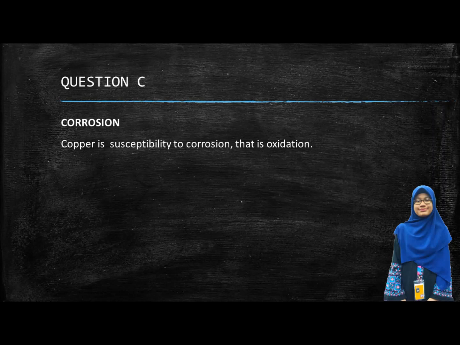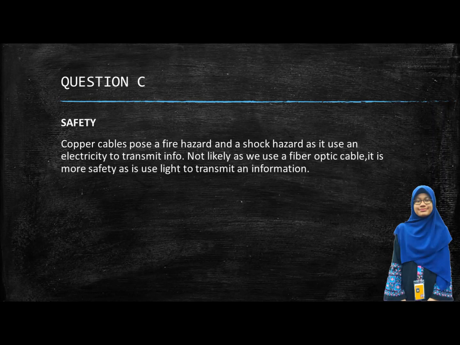Second factor is the corrosion. Copper is susceptible to corrosion, that is oxidation. Last but not least is the factor of safety. Copper cables pose a fire hazard and a shock hazard as they use electricity to transmit information, unlike when we use a fiber optic cable. It is safer as it uses light to transmit information.